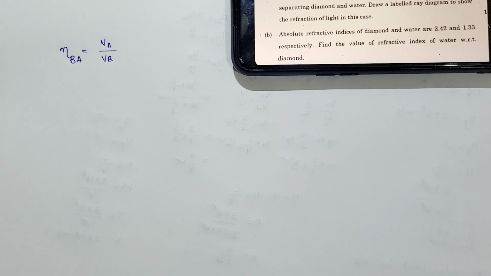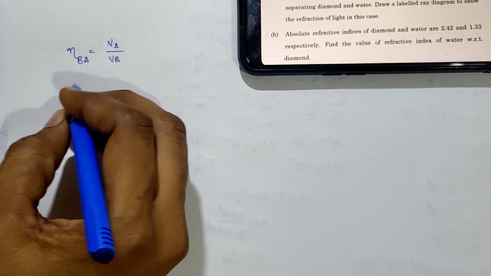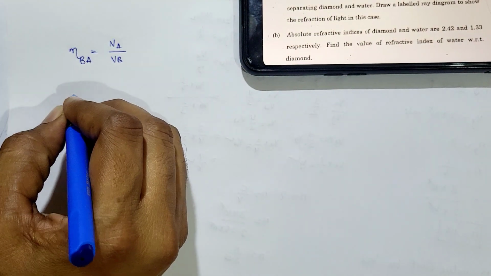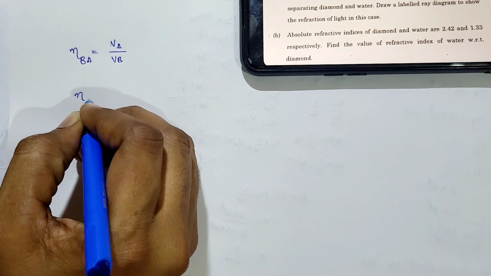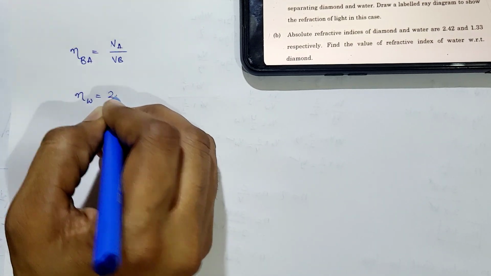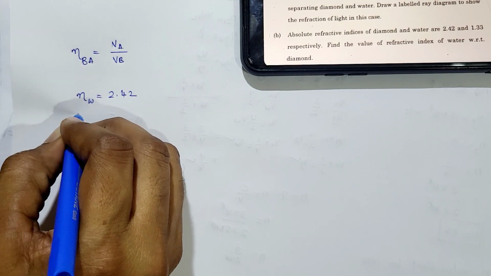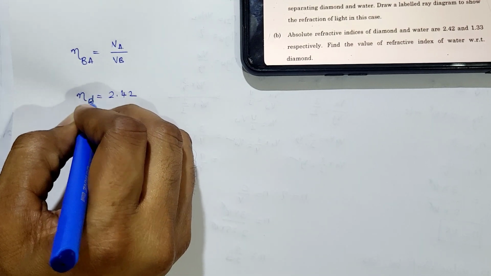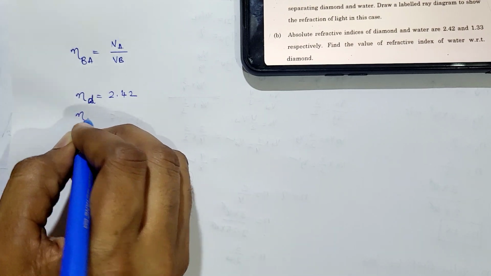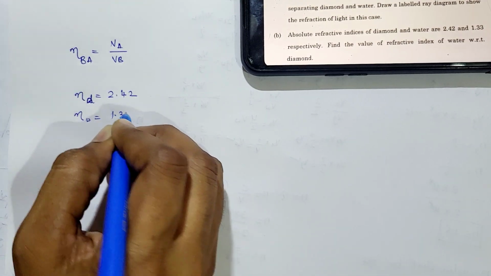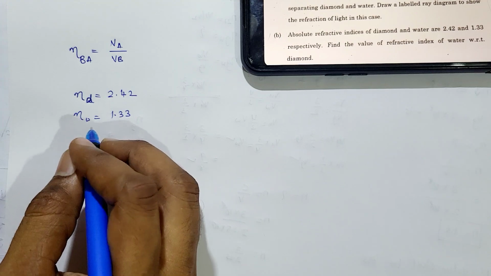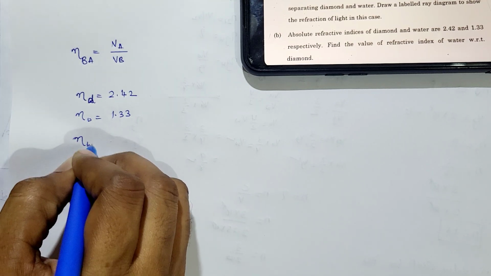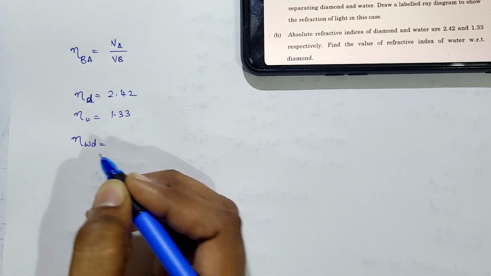That much only, no? See now, they gave refractive index, absolute refractive index, no? So, absolute refractive index of diamond is 2.42 and water is 1.33. Now they asked us to find out refractive index of water with respect to diamond.